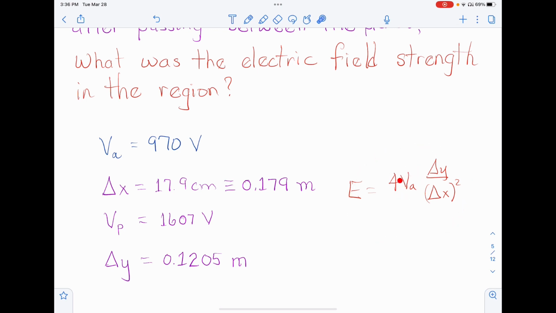So all we need to know is the accelerating voltage, which is here. We need to know our delta y, which is the vertical distance, which is here. And that's just really our deflection. And then we need to know our delta x, and that's the length of the actual plate. And you'll see that I'm putting these in meters. I'm converting them over.